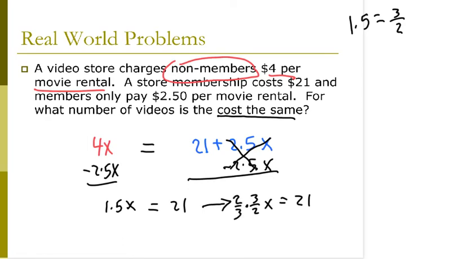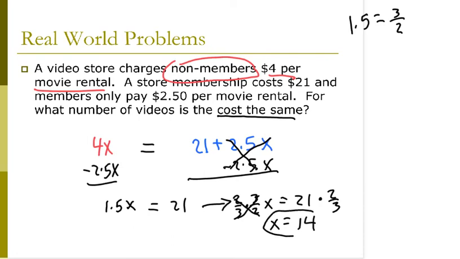Over here, these undo each other and leave x. Think about what happens when you multiply by 2/3. This 2 is one operation and this 3 is another. So we have to multiply by 2 and divide by 3, or divide by 3 and multiply by 2. I prefer to do the division first, especially considering that 3 and 21 are compatible. 21 divided by 3 is 7, and 7 times 2 is 14, so we end up with 14. So at 14 movies, the cost would be the same.